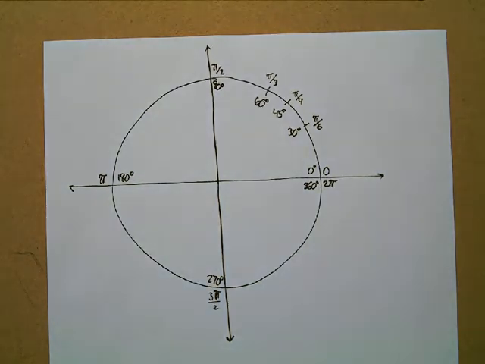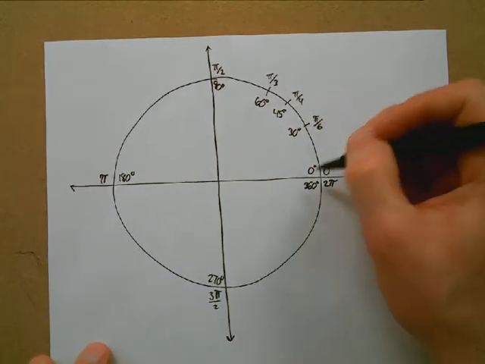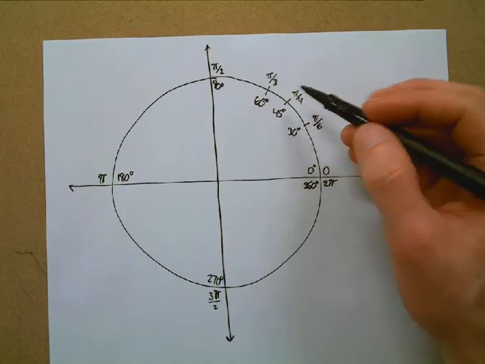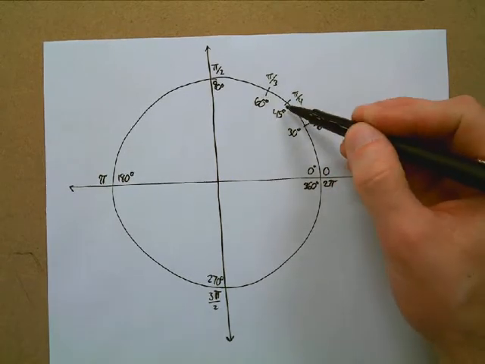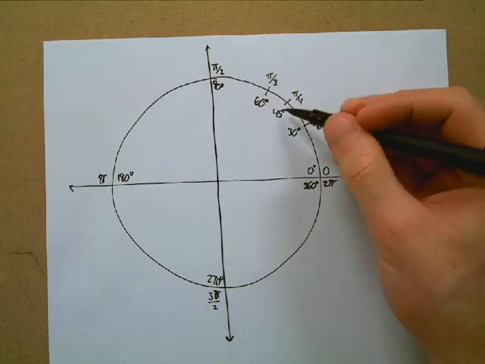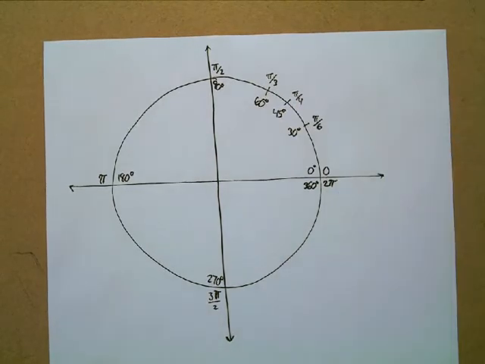The pain here is that these numbers aren't evenly spaced. From 0 to 30, that's 30 degrees. It'd be really nice if we went another 30 degrees, but we don't. We go 15, and then another 15, and then 30. So it goes 30, 15, 15, 30. So we're not advancing by the same amount each time.